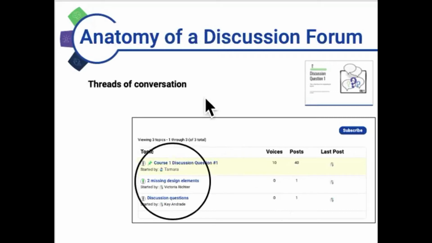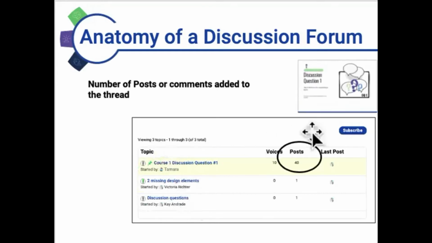Now, in this particular forum, you can see that there are 3 topics or 3 conversations or 3 threads of conversation that are taking place. There are 3 topics, 1 through 3 are displayed. The post is the number of responses that have been posted in that particular thread. So in this sticky thread right here, there are 40 responses that have been posted in this thread.